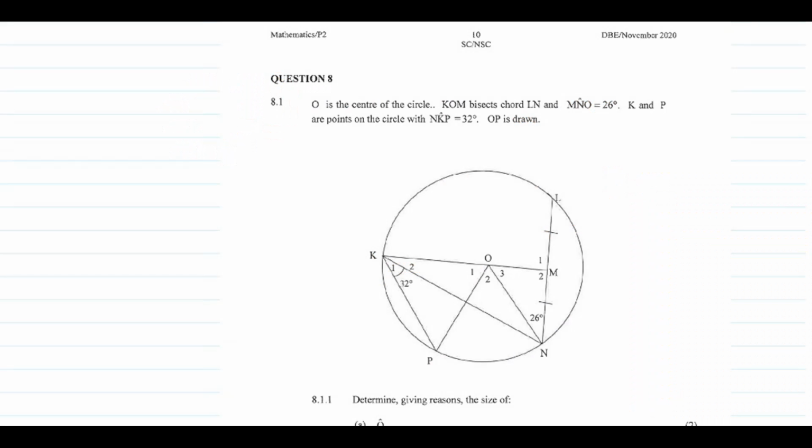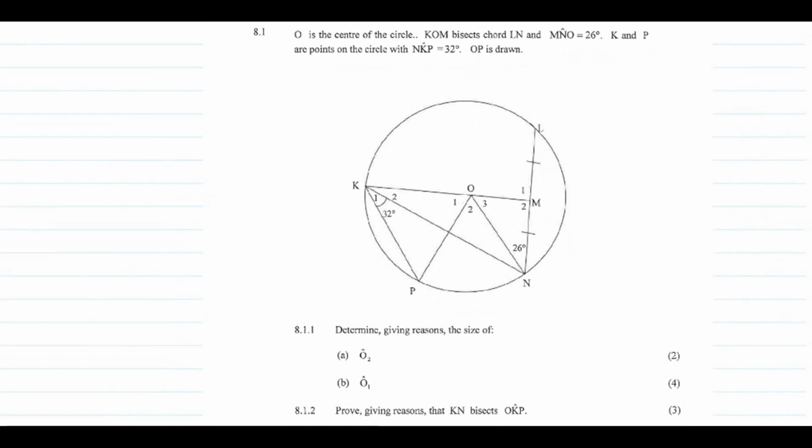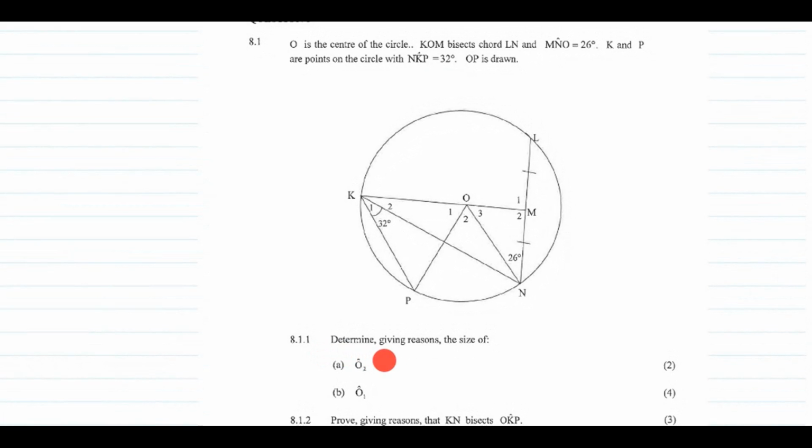Question 8.1 says that O is the center of a circle. KOM bisects chord LN and angle MNO is equal to 26 degrees. We are told that K and P are points on the circle with angle NKP equal to 32 degrees, and we are told that OP is drawn. The first question asks us to determine, giving reasons, the size of O2 and the size of O1.